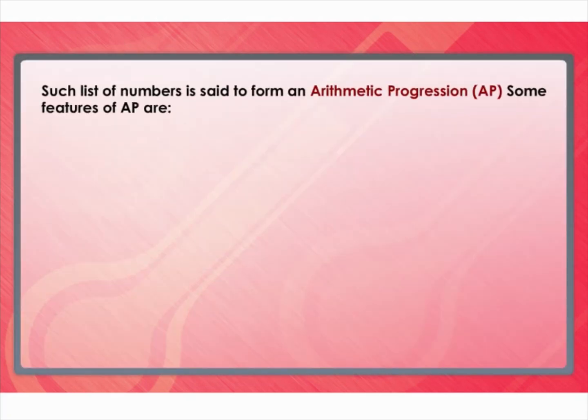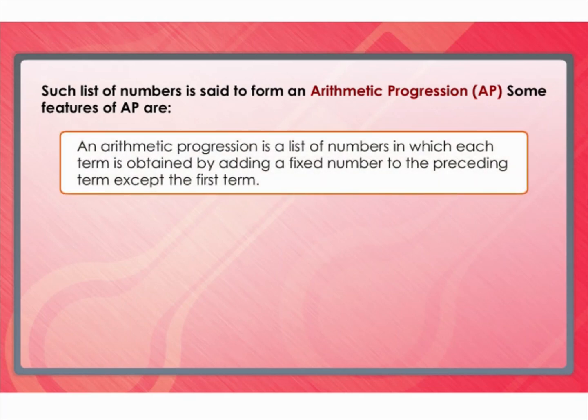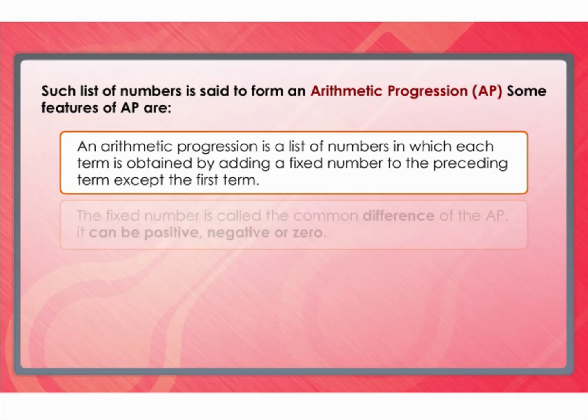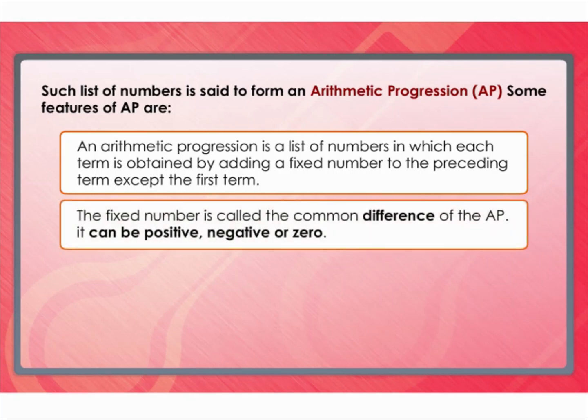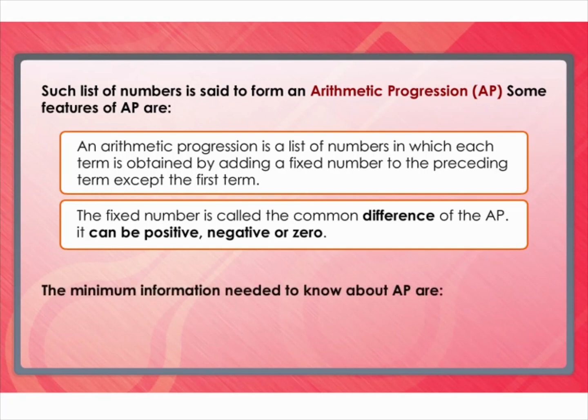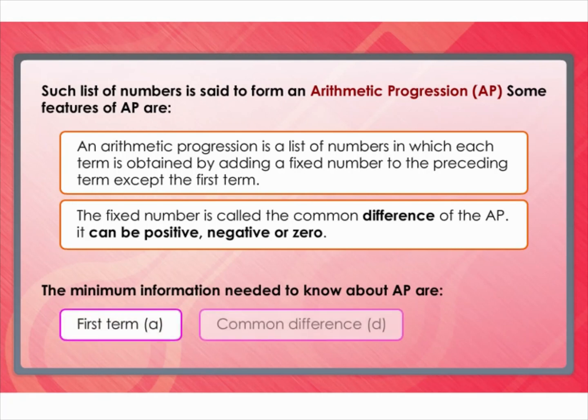Such a list of numbers is said to form an arithmetic progression, AP. Hence, an arithmetic progression is a list of numbers in which each term is obtained by adding a fixed number to the preceding term, except the first term. The fixed number is called the common difference of the AP. It can be positive, negative, or 0. The minimum information needed to know about an AP are the first term, a, and the common difference, d.